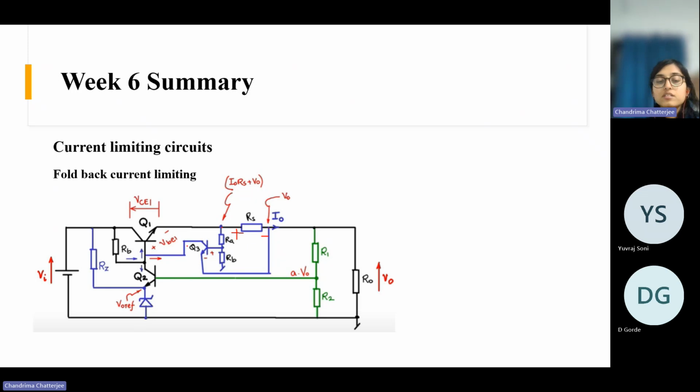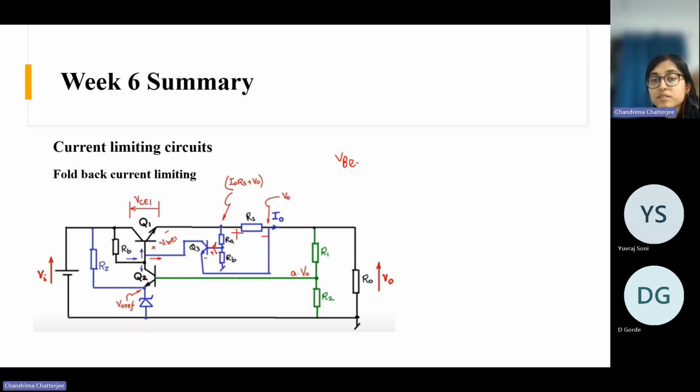So what essentially happens is that there will be some base current that will be flowing here. What will be the base current? The base current will be, so this is VBE3, this is the drop, right? So the drop will be, VBE3 will be what?